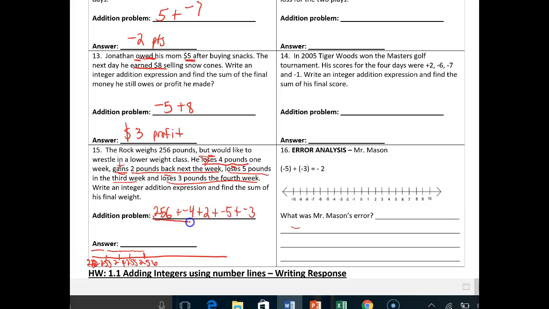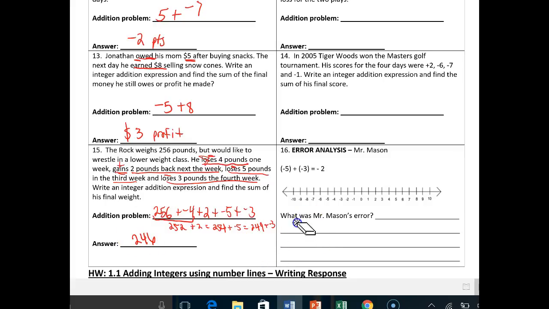So this part right here says, hey, we were at 252. Gaining 2 pounds gets me to 254. Losing 5 pounds, so think about it, you're at 254. If I'm at 254 and I want to go count backwards 5 times, 253, 252, 251, 250, 249. So plus -5 should give me 249. And then I want to go back 3 more times. So plus -3. So start at 249, count backwards 3 times. 248, 247, 246.